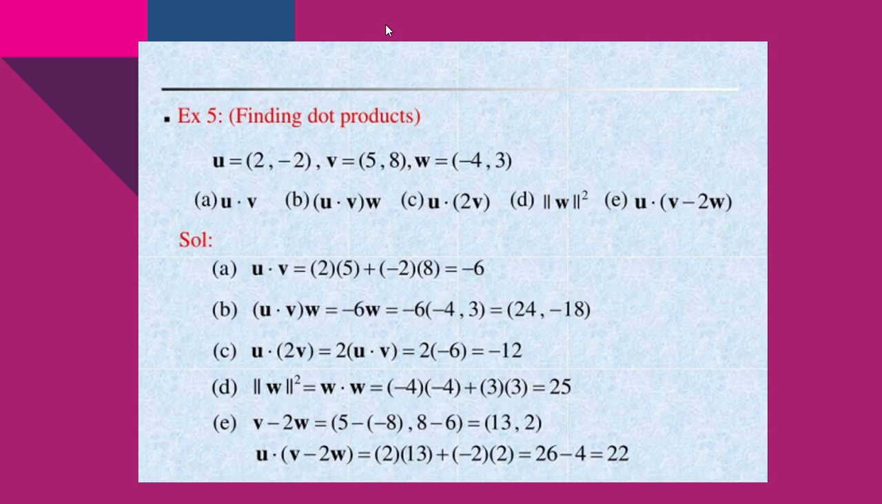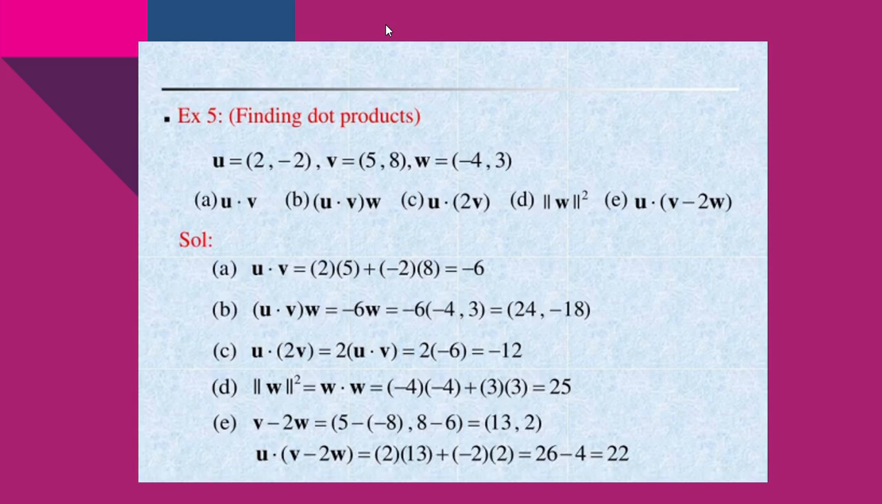So given u equals (2, -2), v equals (5, 8), and w equals (-4, 3), let us solve five small problems. A, u dot v: 2 times 5 plus negative 2 times 8 equals 10 minus 16, which is negative 6. For B, u dot v times w: since u dot v is negative 6, as we have answered in letter A, we multiply negative 6 by each number in w, giving us (24, -18).